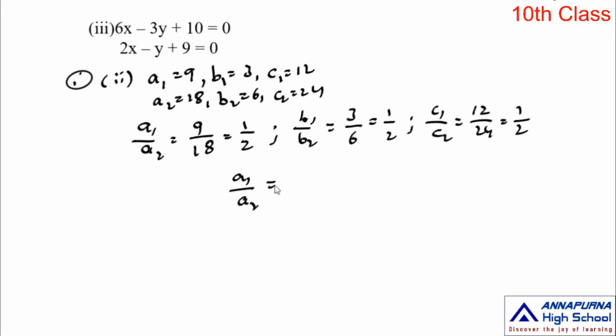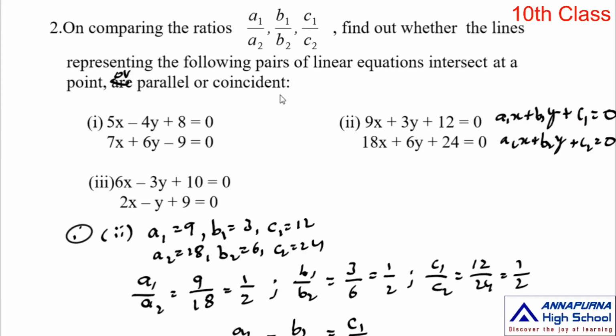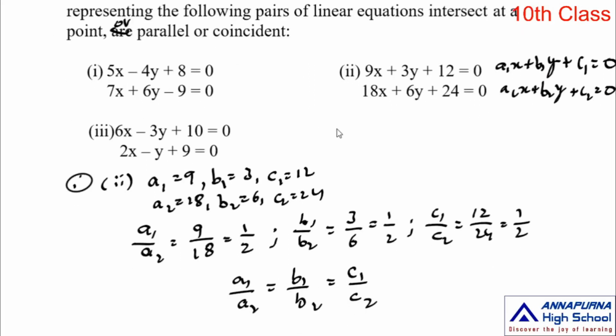A1 by A2 is equal to B1 by B2 is equal to C1 by C2. So if the three ratios are equal, what is the graphical representation? The graphical representation is coincident lines. If the three ratios are equal, yes, we get coincident lines.